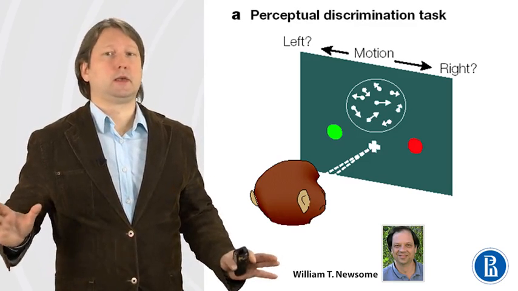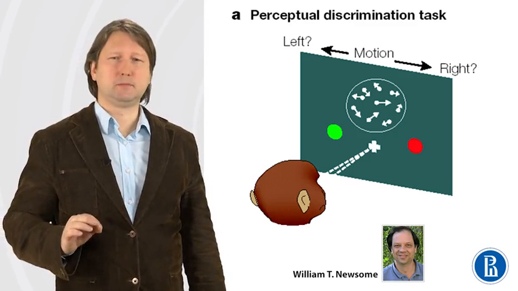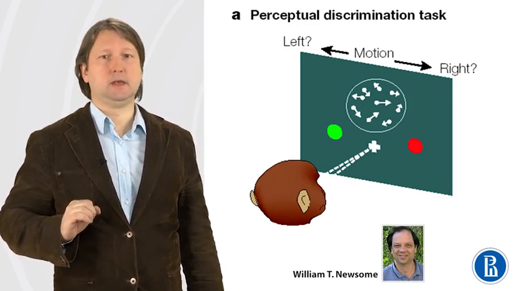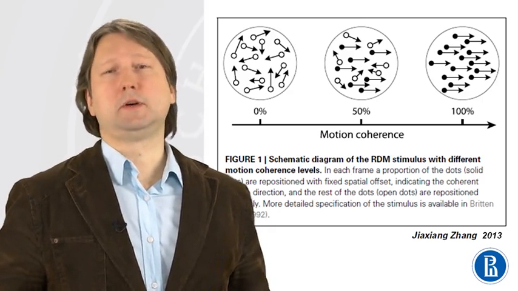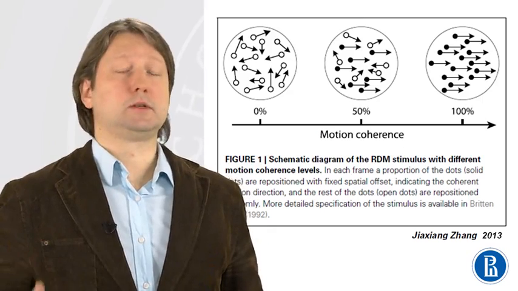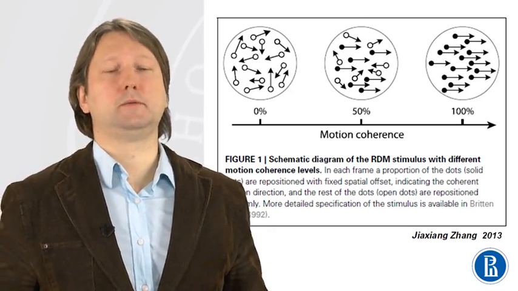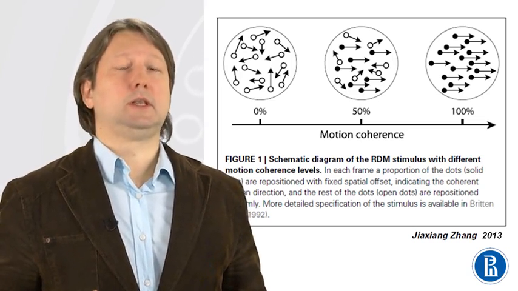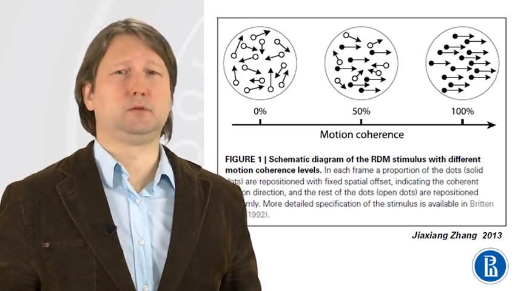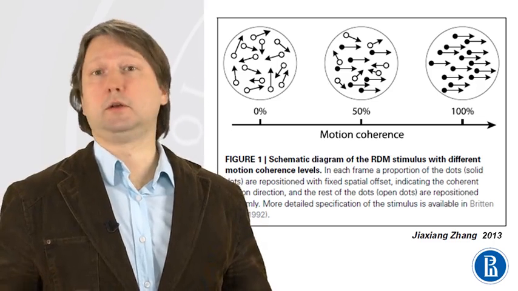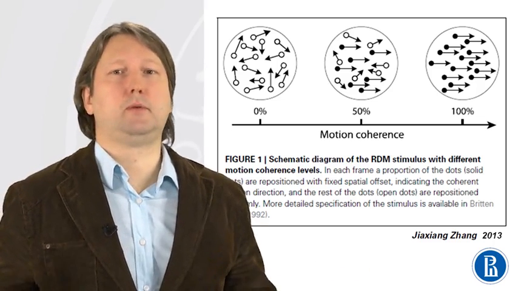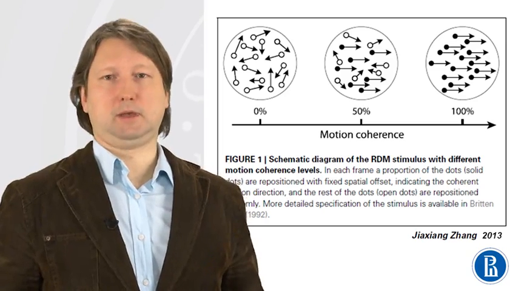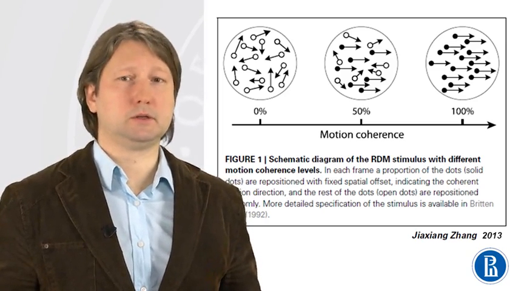Of course, dots can move in various directions. So with this very simple task, we can create different levels of difficulty. If all dots are moving right, this is a very simple perceptual decision because it's really clear that all dots are moving right. If only 50% of dots move right, it's a relatively difficult task, but it is still possible to recognize this motion. But if all dots are moving in random directions, it is almost impossible to make correct decisions. Only by chance can the monkey make it. So this is a very difficult perceptual decision task.